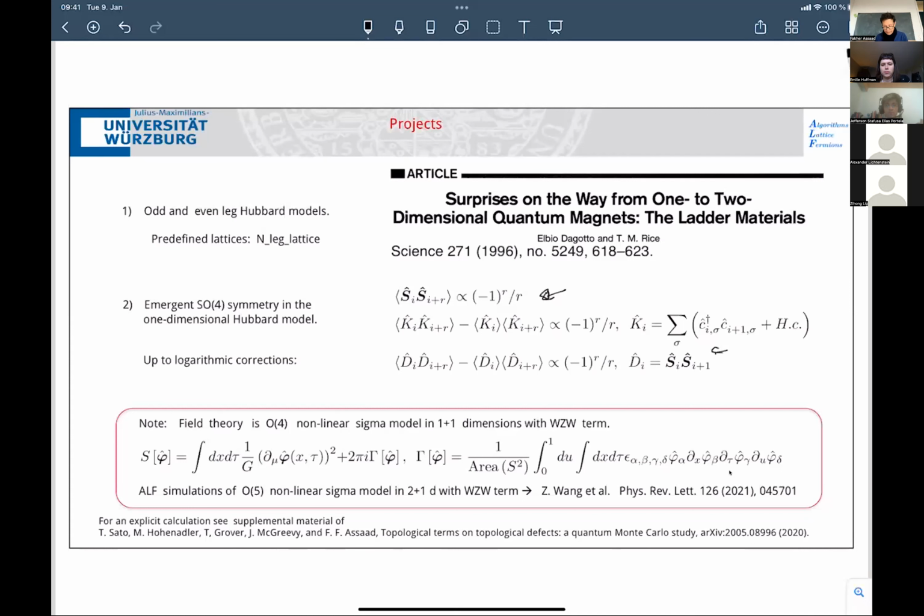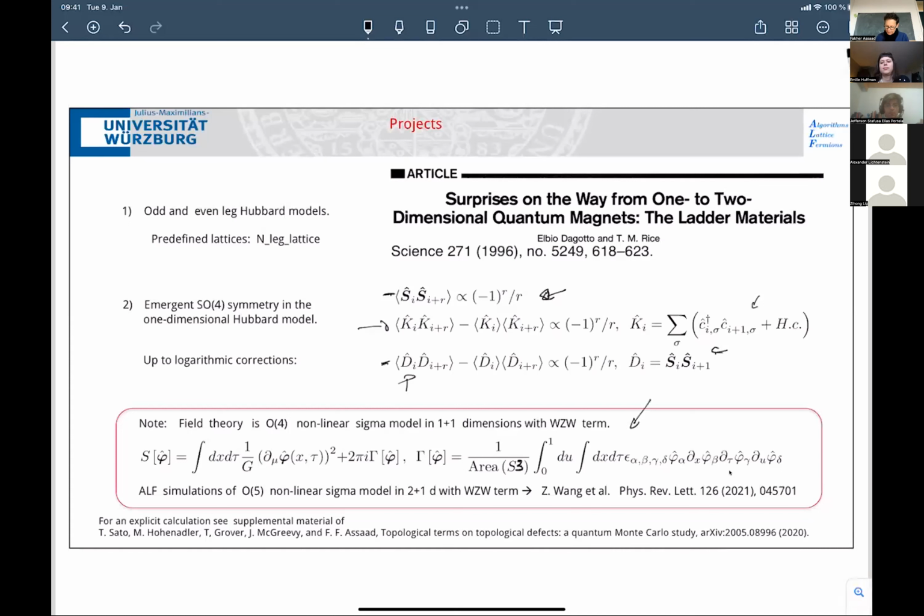This was argued by Affleck and Haldane, etc. And if you calculate this, this is not pre-programmed. So this should have the same decay as the dimer, but it's a kinetic energy correlation function. If you do that, then you will have learned that the physics of the 1-dimensional Hubbard model is dictated by a field theory, which is an O(4) nonlinear sigma model in 1+1 dimensions with a Wess-Zumino-Witten term. I won't tell you all the things about this here. So this should actually be a 3.